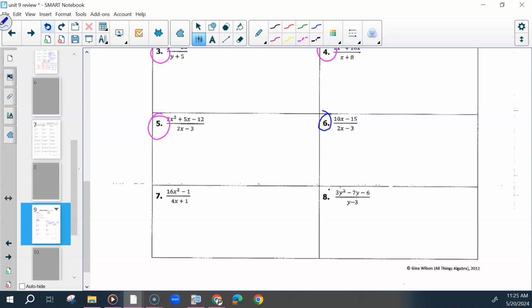GCF for difference of squares. What is the GCF? Of the first 5, which will leave us with 2x minus 3. And those are our like factors, so our final answer is 5. Other questions on this page or the back?